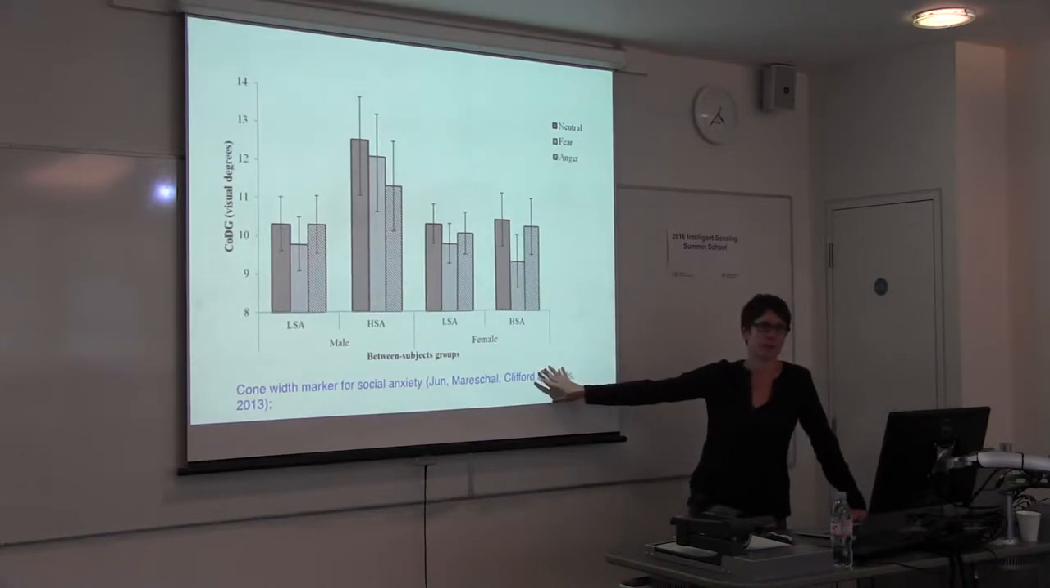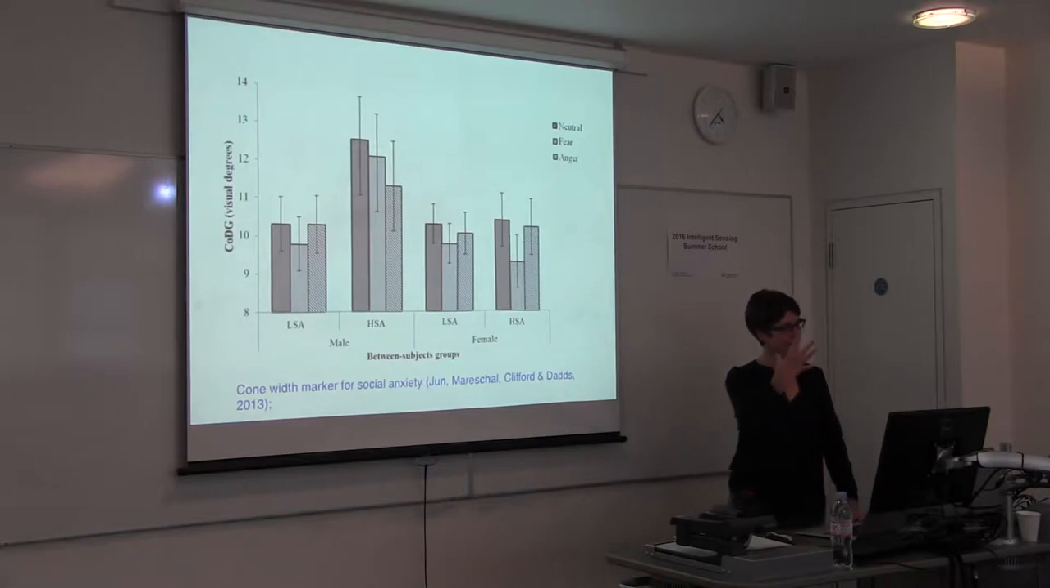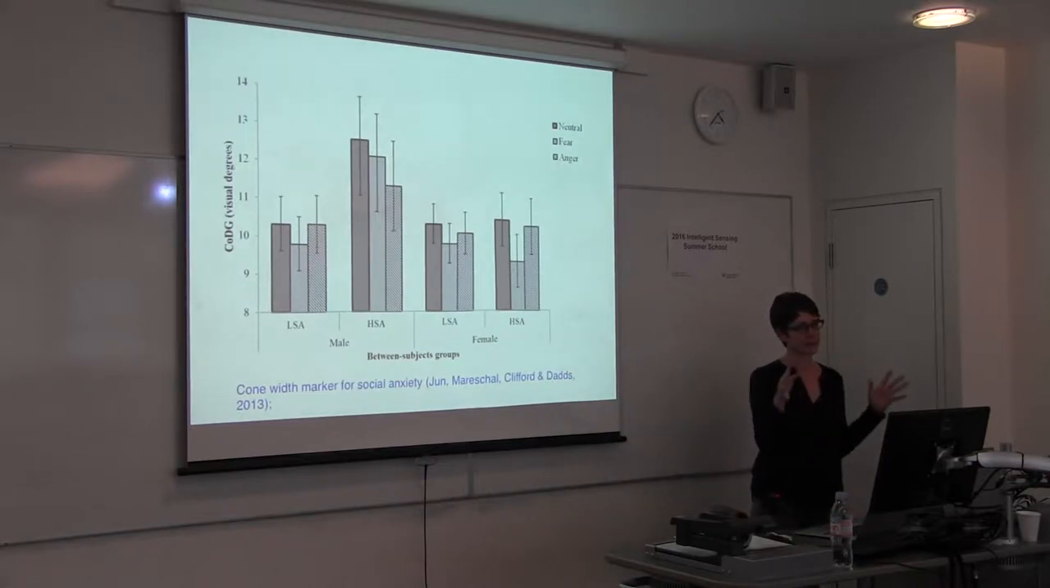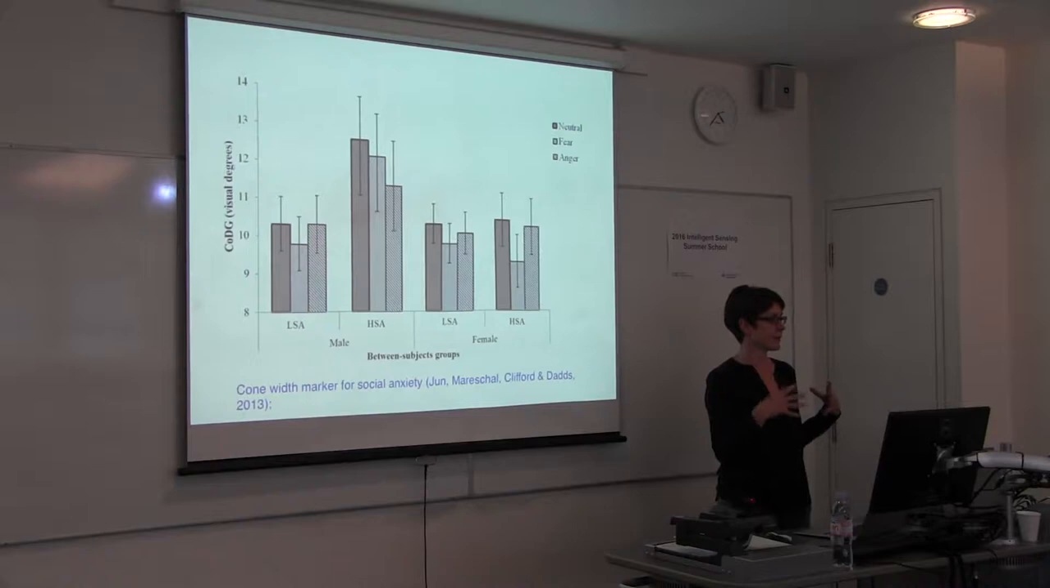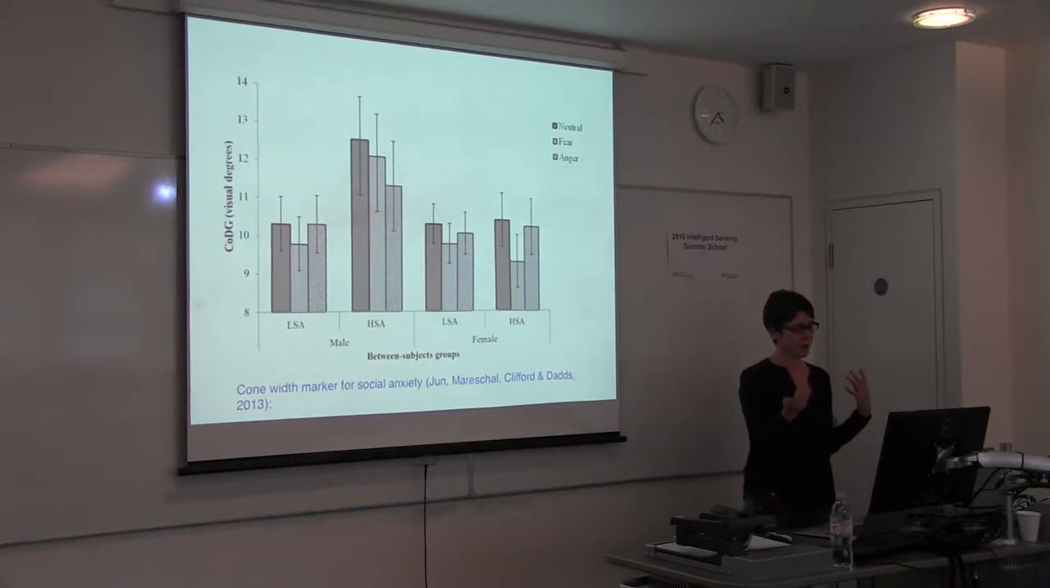It's also been shown in schizophrenia. You get this increase in the range of gaze deviations that a schizophrenic thinks are pointing at them, compared to normals.